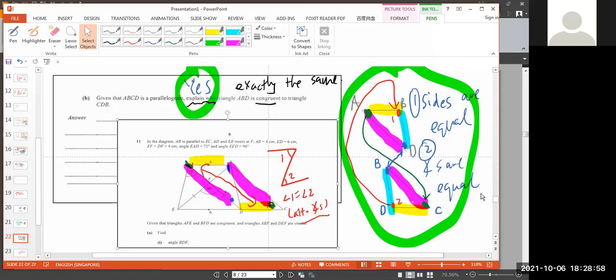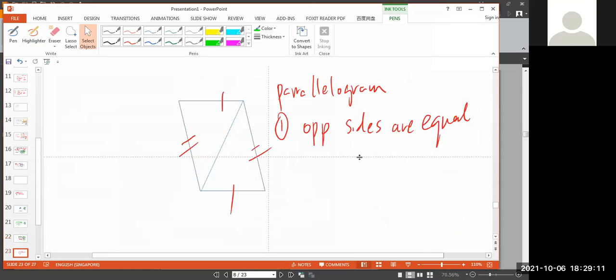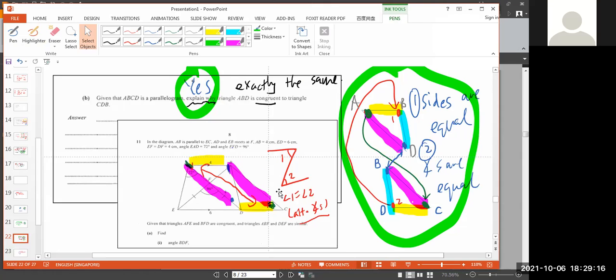But of course, if this is a 3-mark question, then of course they expect a lot more from you. Then you have to explain why all sides are equal using this, because opposite sides are equal for parallelogram. Then of course you need to explain why these angles are also the same, alternate angles. So you just give more details if the question is 3 marks. Okay. Good.